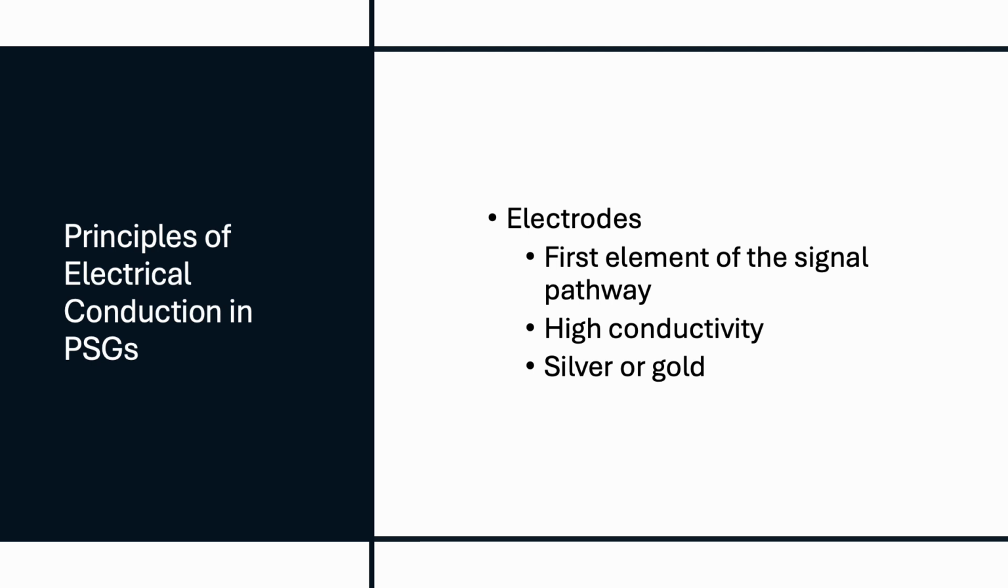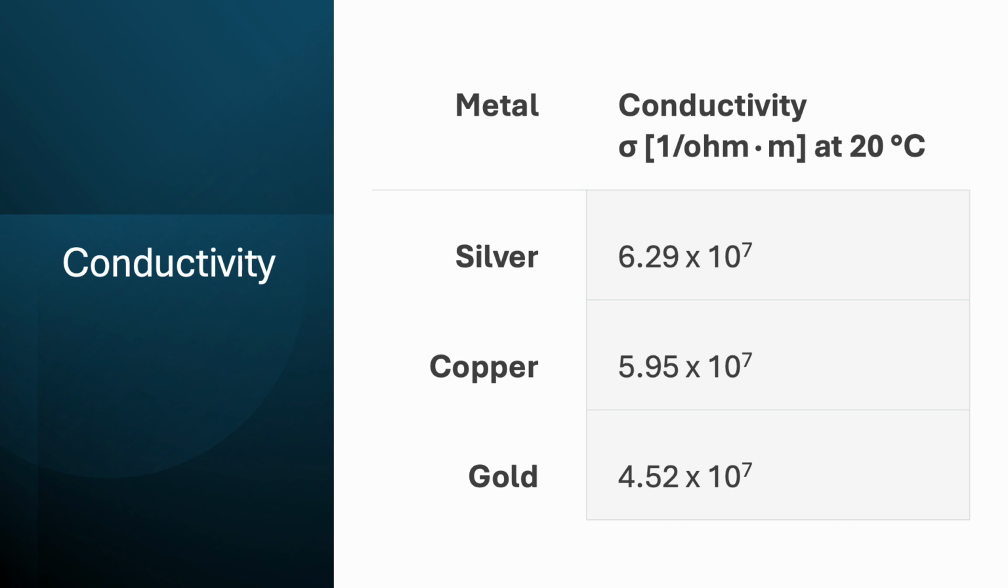The first element of the signal pathway is the electrode coming off of the patient. The electrodes must have high conductivity to allow the signal to be picked up easily. For this reason, electrodes are commonly made of silver or gold. And gold is seen as superior because it optimizes the contact impedance over the long duration of a sleep study, and it will not tarnish like silver can. Here's a brief chart relating the comparable conductivity of different metals. Not really anything you need to know, but you can see that silver and copper are both more conductive than gold, but gold does the job very well.